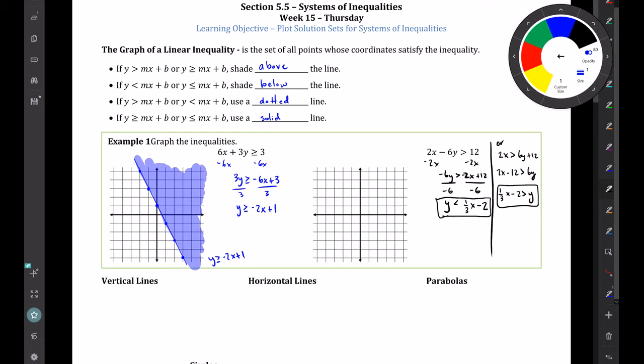So we're going to plot that line, and we're going to plot it as a dotted line. So let me plug in some points. We know that negative 2 is our y-intercept, and then we're going to have a slope of 1/3. So I'm going to go up 1 and to the right 3, and down 1 and to the left 3, and this should be a dotted line. Okay, and now I want to shade below that line. So it should be all these points strictly below that dotted line.